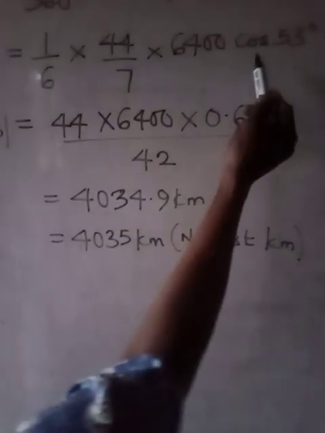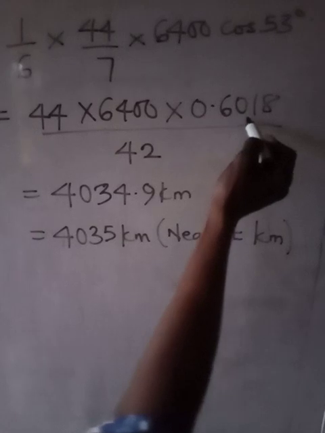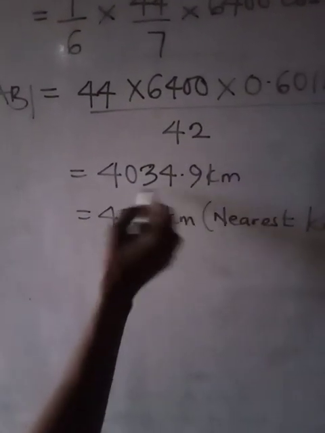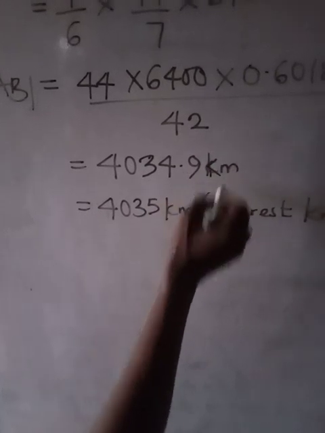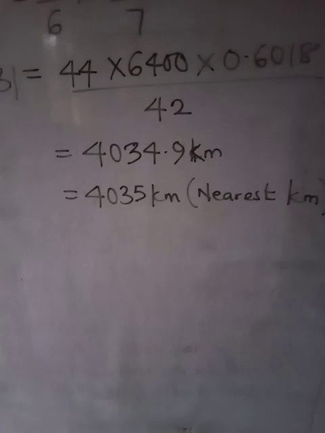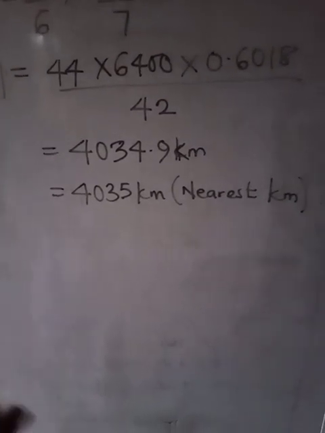So we calculate this now. We'll do that together. For line AB, θ, the angular difference, is 60. Cos 53 is 0.6018. By the time you multiply this out, you get the answer. To the nearest kilometer, that's 4,035 kilometers. That's distance AB.